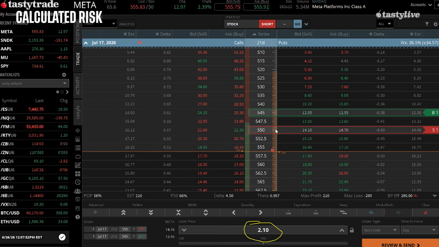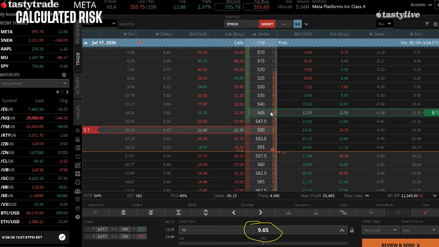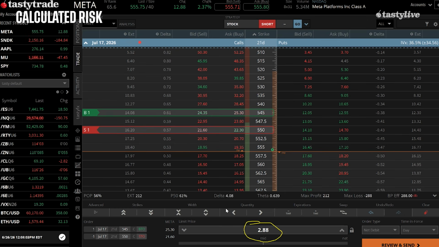So if I move my 550 from the put to the call, and my 545 from the put to the call, then you see the debit now is about 288. Now again, the markets are not super wide, but they're a little bit wide. They're about $1 wide. And so you've got a little bit of width there.